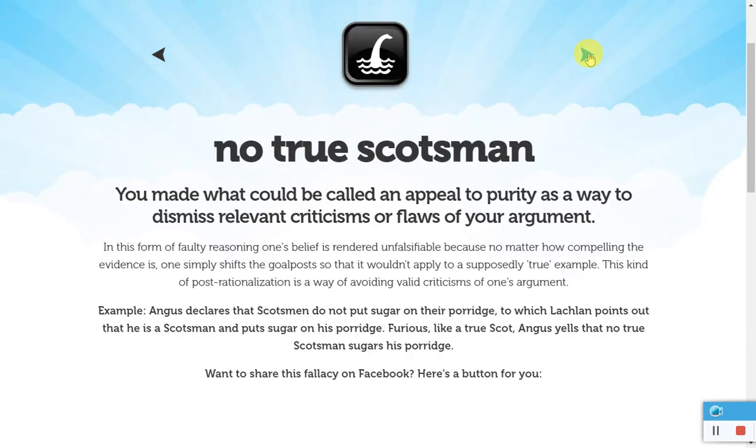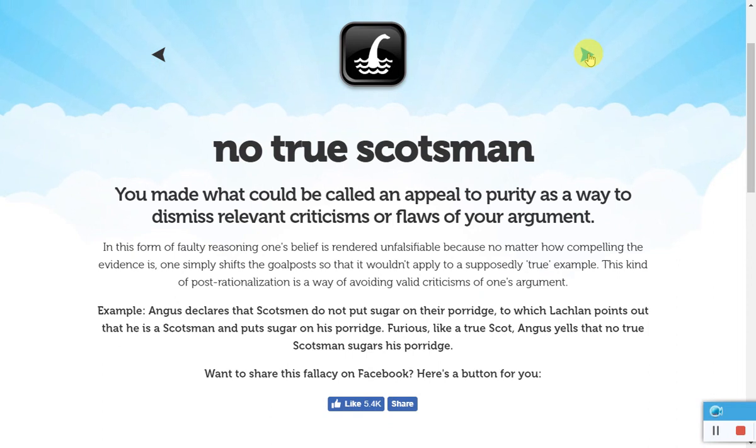17. No true Scotsman. You made what could be called an appeal to purity as a way to dismiss relevant criticisms or flaws of your argument. In this form of faulty reasoning, one's belief is rendered unfalsifiable, because no matter how compelling the evidence is, one simply shifts the goalposts so that it wouldn't apply to a supposedly true example. This kind of post-rationalization is a way of avoiding valid criticisms of one's argument.